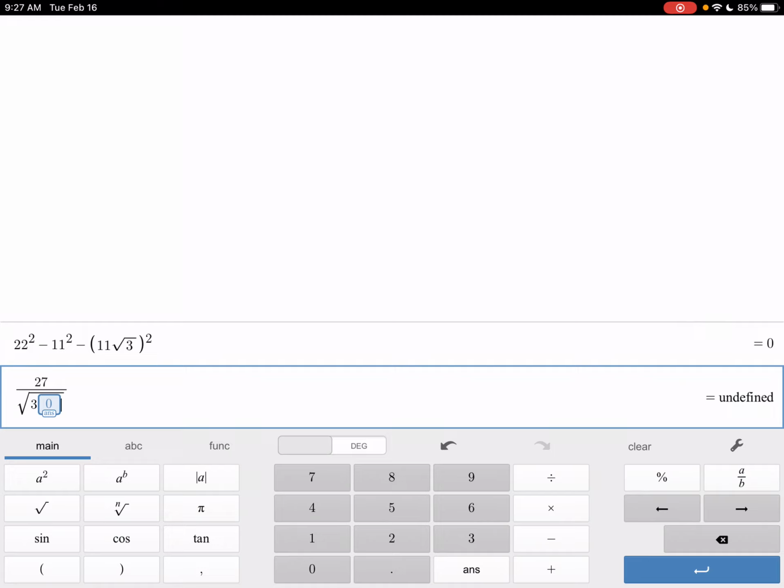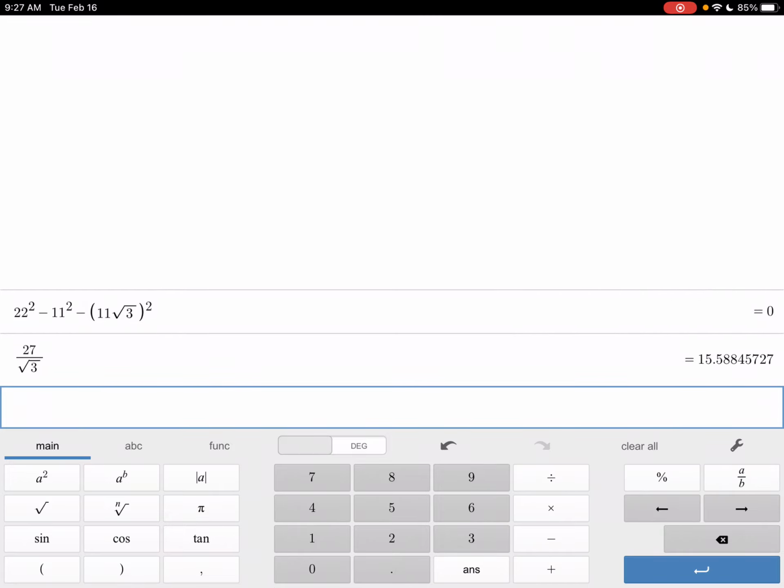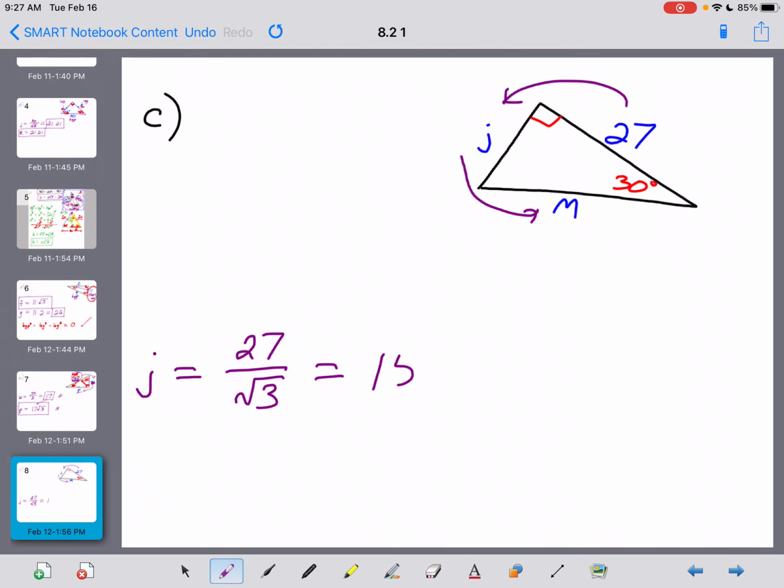Oh, whoa, that was weird. Hang on a second. I didn't want that. There you go, and hit enter. Okay, there we go, guys. 15.59 if we're going to round to the nearest hundredth. So we'll write that down. 15.59. And that's going to be our length for J. So that's our short leg.